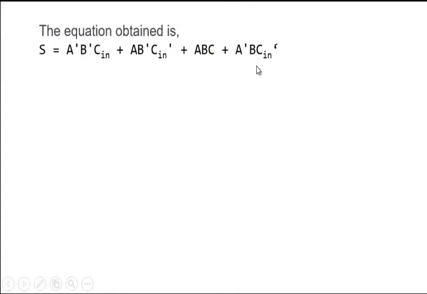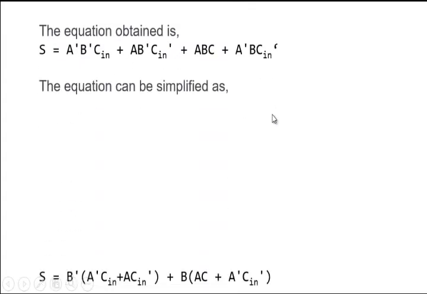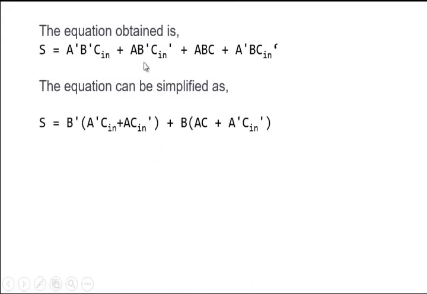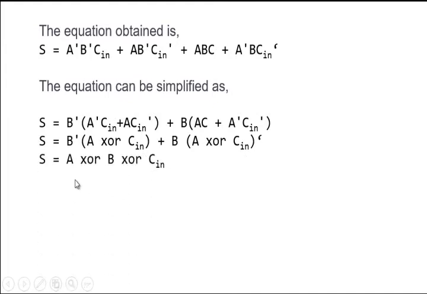According to these 4 terms, we have to simplify and reduce the network. From these 2 we take B bar as common, and from these 2 we take B as common for A C in and A bar C in. Simplifying more, this is a form of XOR, and this is a form of XOR: A XOR C in and A XOR C in. For the further common term, we find A XOR B XOR C in. So this is our final output for the sum.